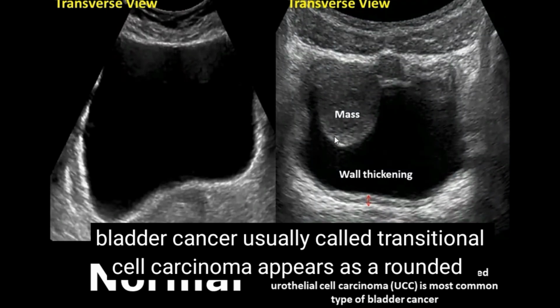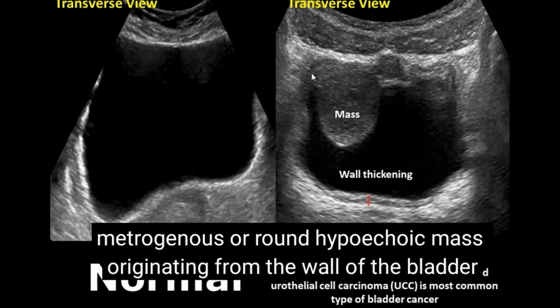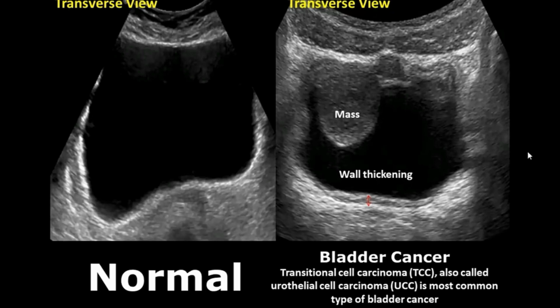Bladder cancer, usually called transitional cell carcinoma, appears as a rounded, heterogeneous or round hypoechoic mass originating from the walls of the bladder.